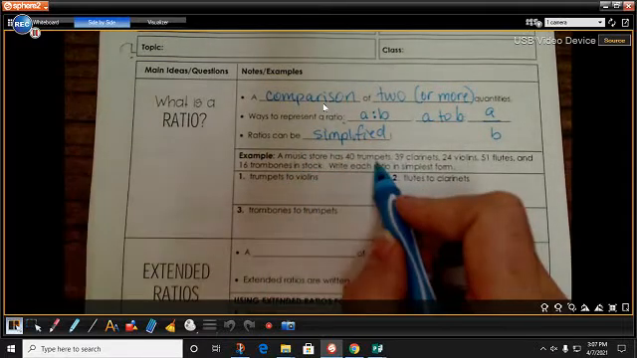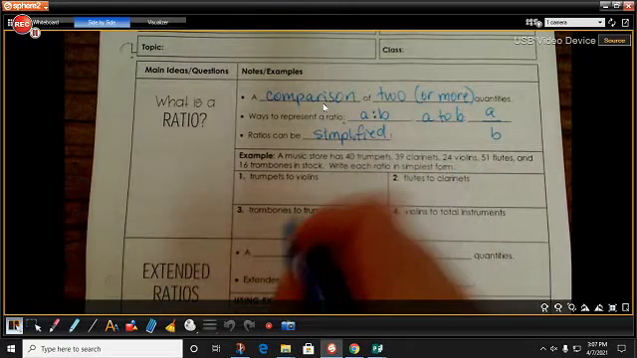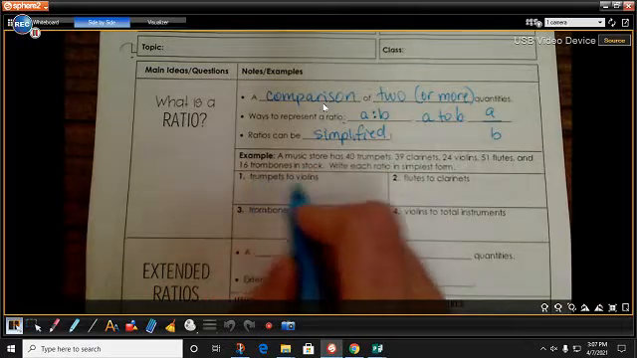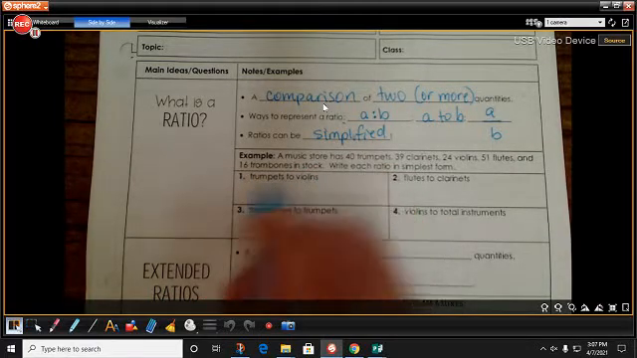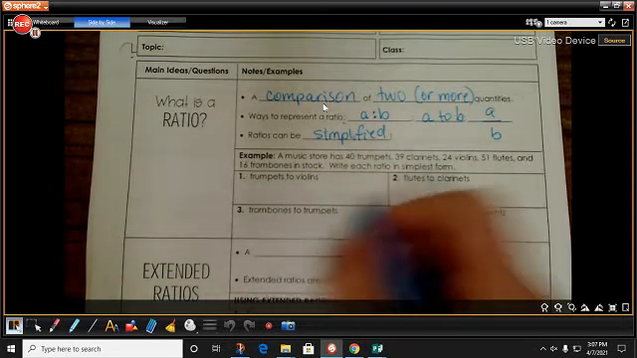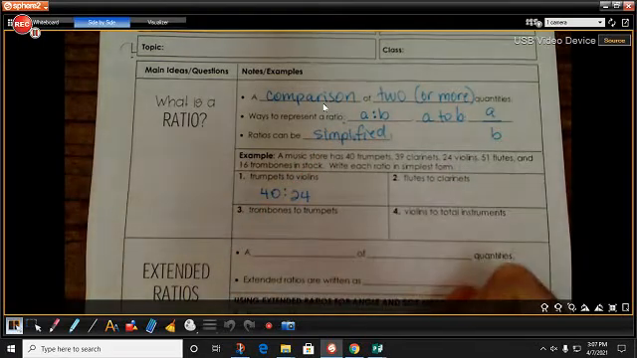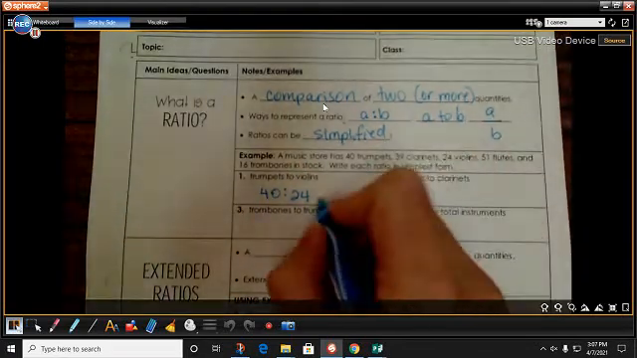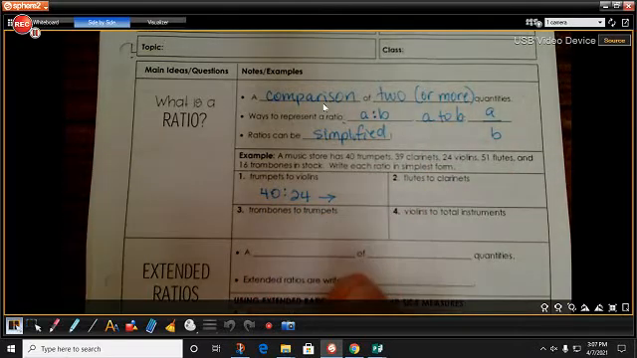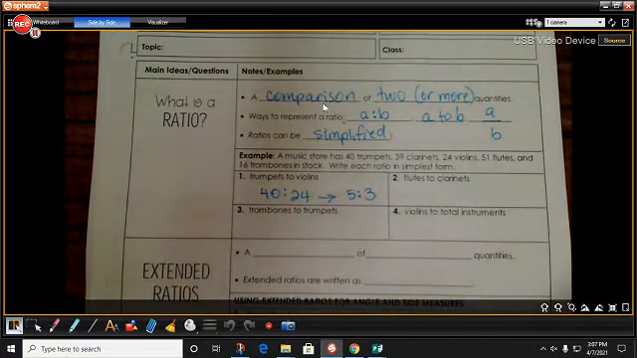So, an example. You have a music store. You have 40 trumpets, 39 clarinets, 24 violins, 51 flutes, and 16 trombones. Woo! And it wants to write certain ratios in simplest form. So here it wants trumpets to violins. Whatever way you say it, that's the order you put it in your ratio. So for trumpets to violins, you're going to be putting 40 trumpets to 24 violins. Now that is a perfectly acceptable ratio, but it is not simplified. So you would want to simplify that down, just the same way you would a fraction. Both of these are going to divide by 8, which would give me a ratio of 5 to 3.